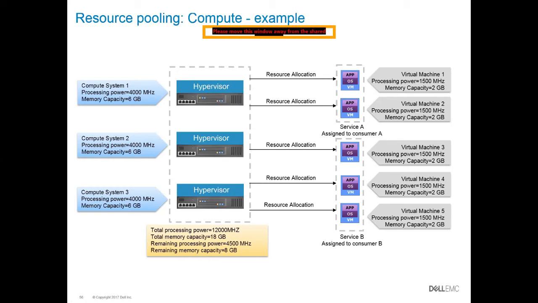So if the capacity is 6 GB, I may not be using all of it. But when I do the virtualization, I can make virtual machines with smaller memory capacity. So I'm using only 2 GB, which I need. So the remaining unused memory can be used by another virtual machine. So here we are basically utilizing the physical resources in a more efficient way through the virtualization process.